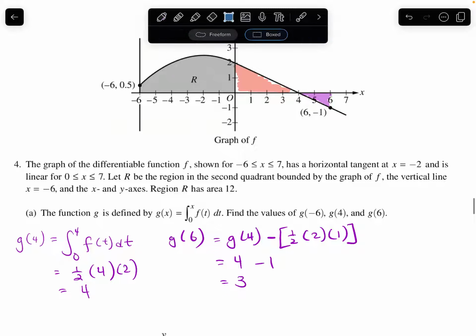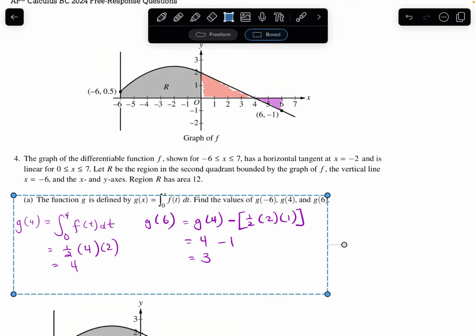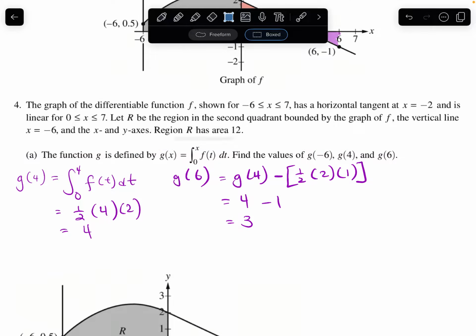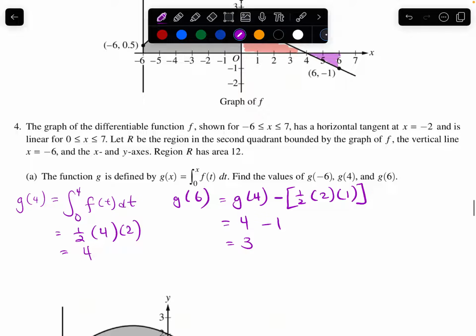Okay, actually, we have enough space to work with. I think we can do it. All right, so now let's do g of -6. I'll do this right underneath.